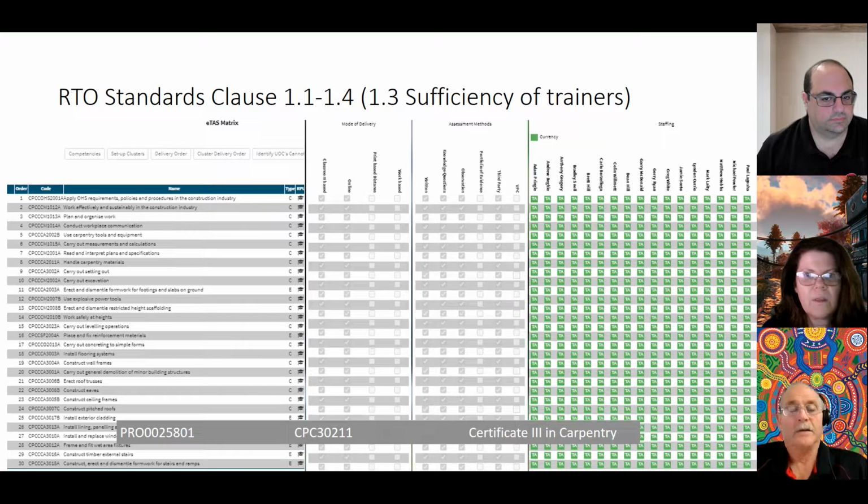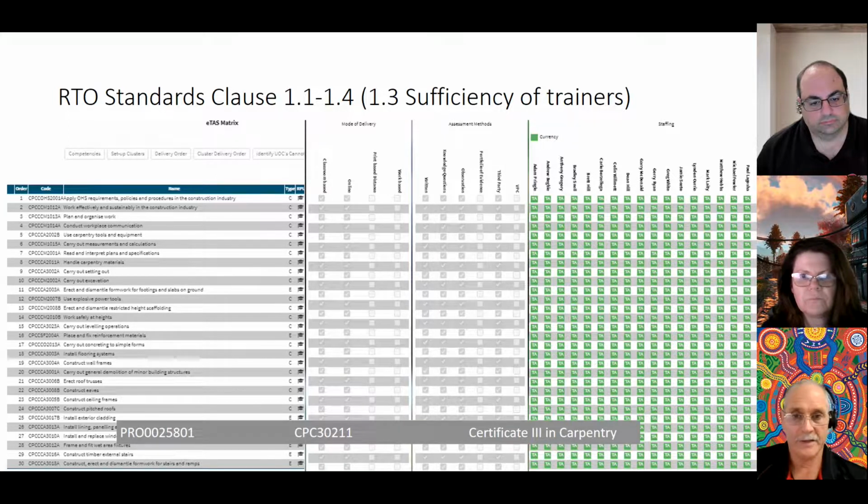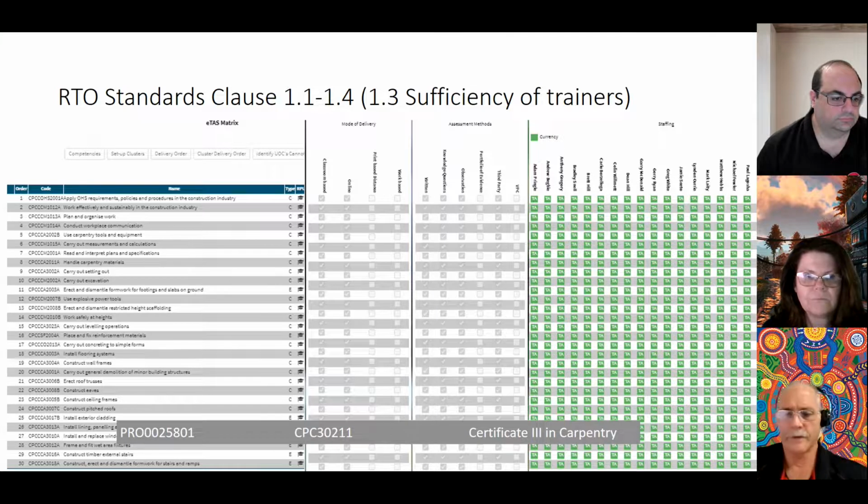Sufficiency of trainers is required by clause 1.3 in our training and assessment strategy. We have a delivery plan on the left, and we have each unit assigned to one or more teachers on the right. The green box indicates that the teacher is qualified in that unit. So this is a healthy looking matrix where every teacher is teaching every unit and every teacher is qualified to teach every unit.